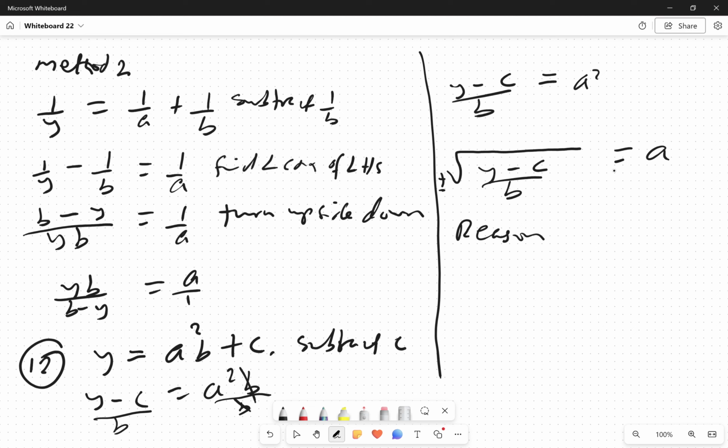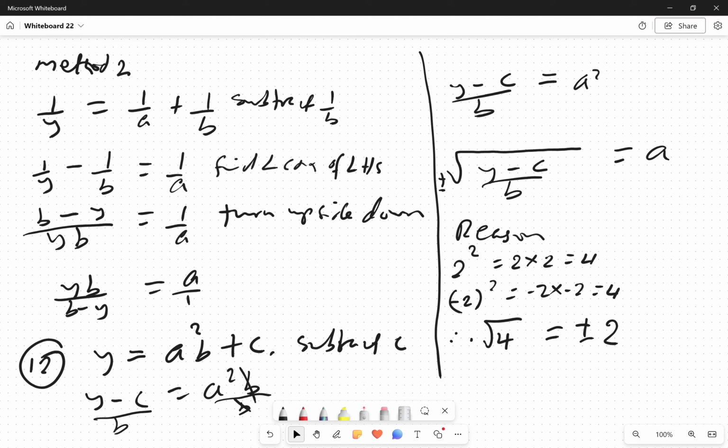If we have 2 squared, it means 2 times 2, which is equal to 4. And if we also have negative 2 squared, it means negative 2 times negative 2, which is also 4. That's because negative times negative is positive. Therefore, if you're asked to find the square root of 4, your answer is going to be plus or minus 2. So if you are given a multiple choice and you choose only plus 2 or only minus 2, that is wrong. Unless the question specifically tells you to find the positive square root. In that case, if you choose 2, your answer will be right.